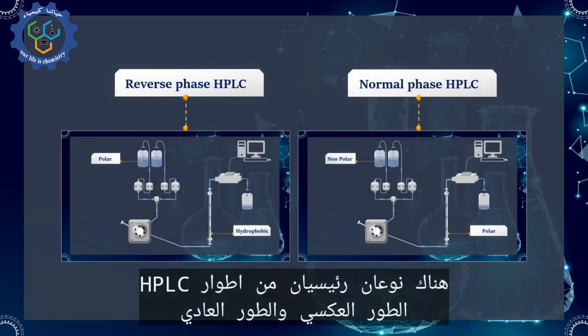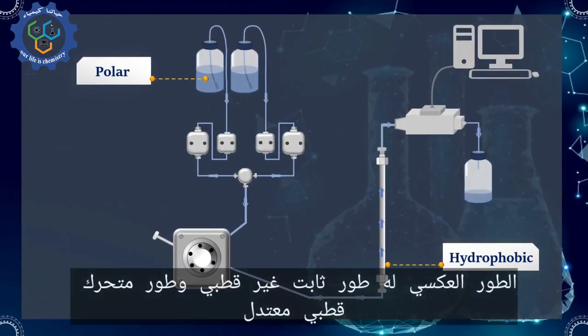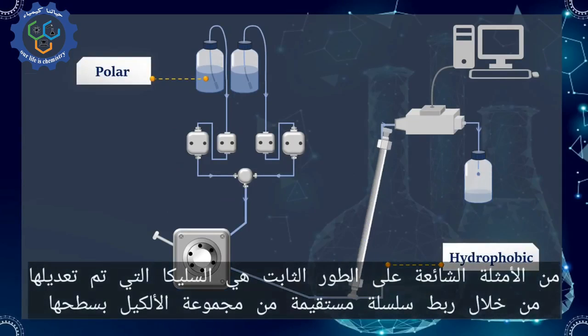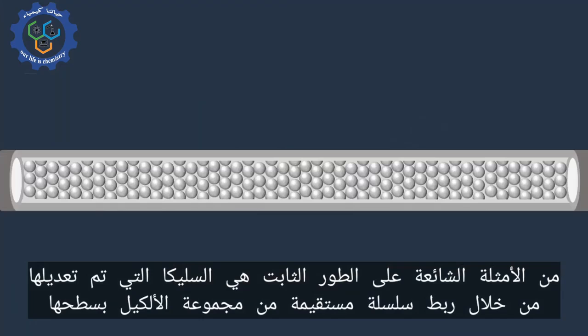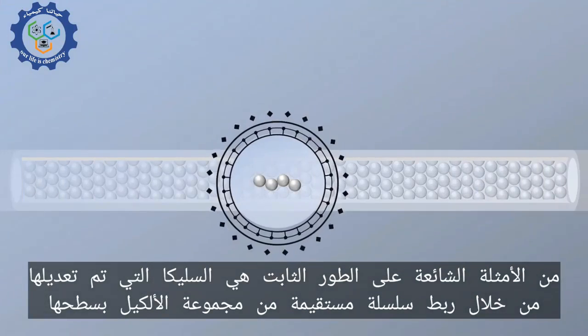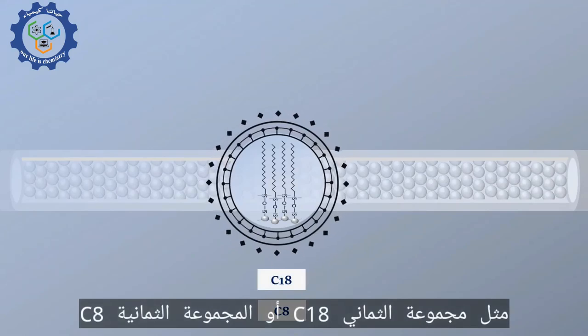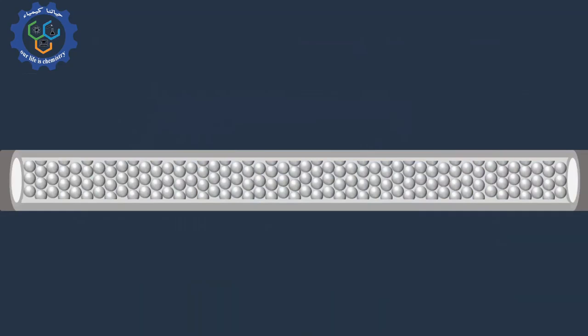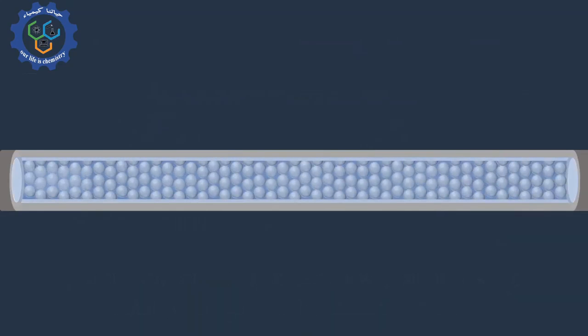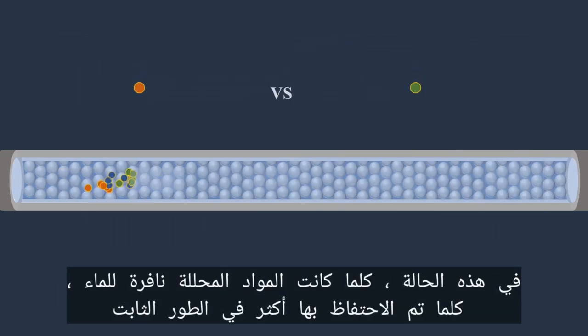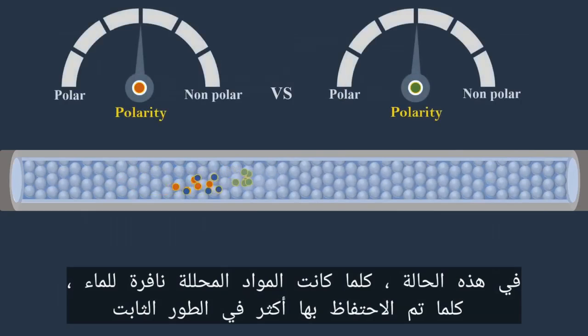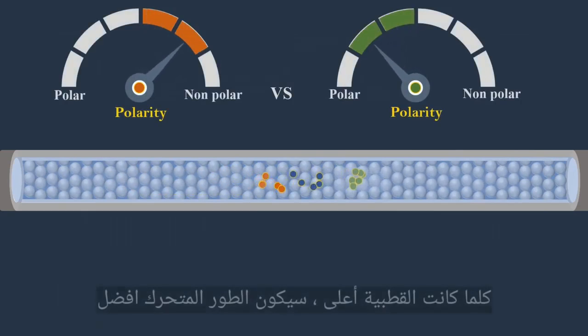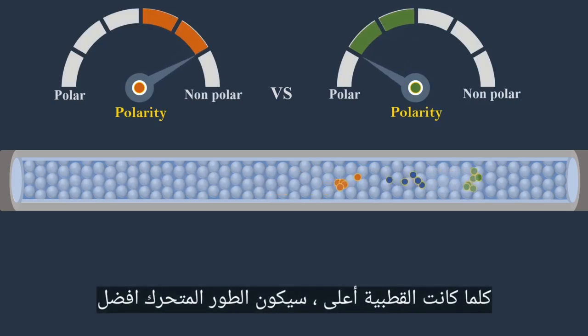There are two main types of HPLC: reverse phase and normal phase. Reversed phase has a non-polar stationary phase and a moderately polar mobile phase. One common stationary phase is silica which has been modified by attaching a straight-chain alkyl group to its surface, such as the octadecyl group, C18, or the octyl group, C8. In this case, the more hydrophobic the analytes are, the more retained they will be on the stationary phase. The more polar they are, the more they will prefer the mobile phase.